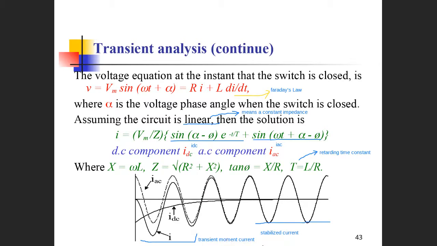So in any AC circuit, at any moment you have the switch on and switch off process, right? Even in the normal case, at switch on there is a transient starting current much larger than the stabilized current.